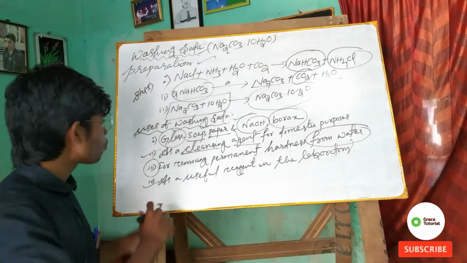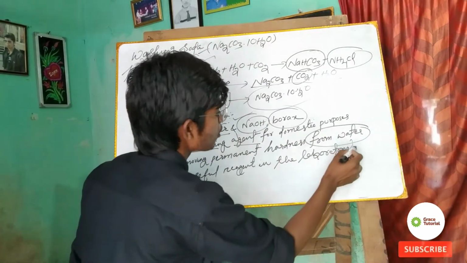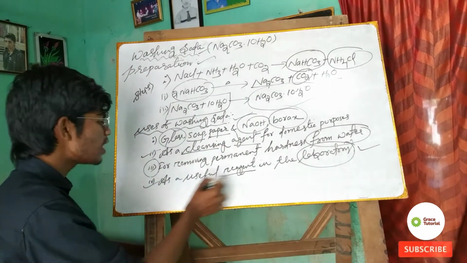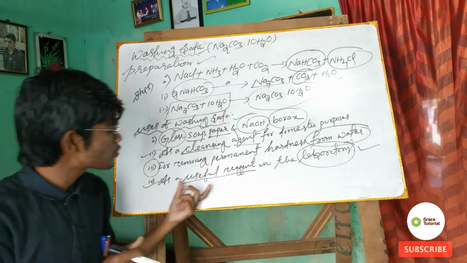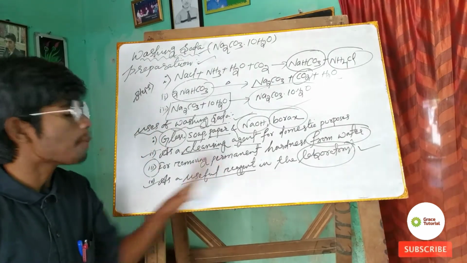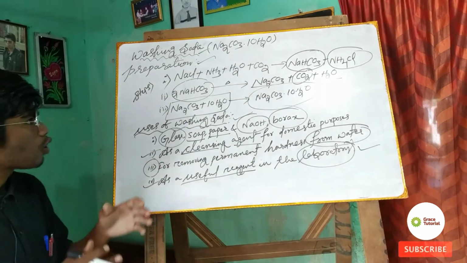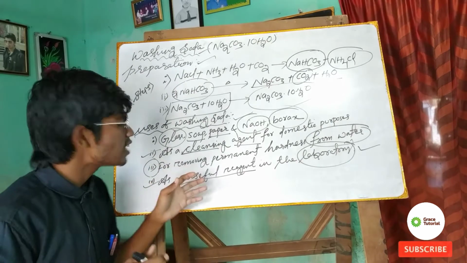And the next one: washing soda is used as a very useful reagent in the laboratory. So these are the various uses of washing soda. We have discussed the preparation of washing soda along with its uses.